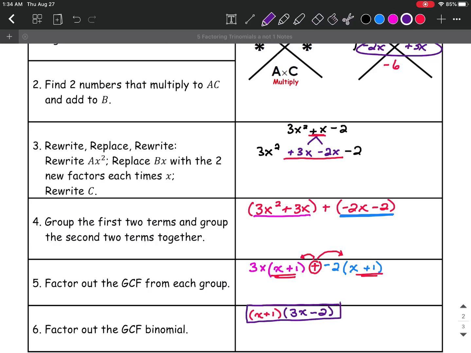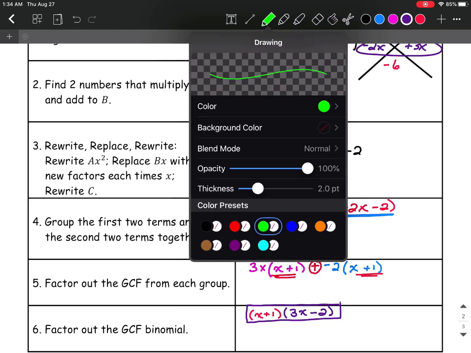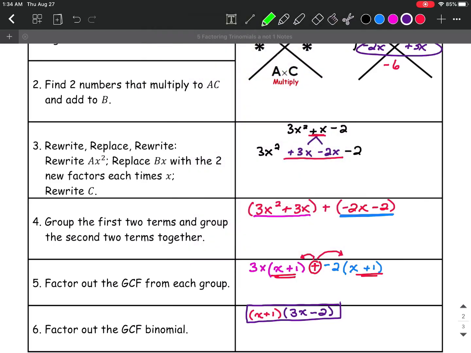Now remember when I told you it didn't matter which order you put them in? I want you to trust me on that. So I'm going to go back here. Suppose instead of writing 3x squared plus 3x minus 2x, I wrote 3x squared minus 2x plus 3x minus 2, right? Would this be the same thing if I broke it up this way? Well, yeah, it would. I'm going to group the first two parts, 3x squared minus 2x, plus, and I'm going to group 3x minus 2.